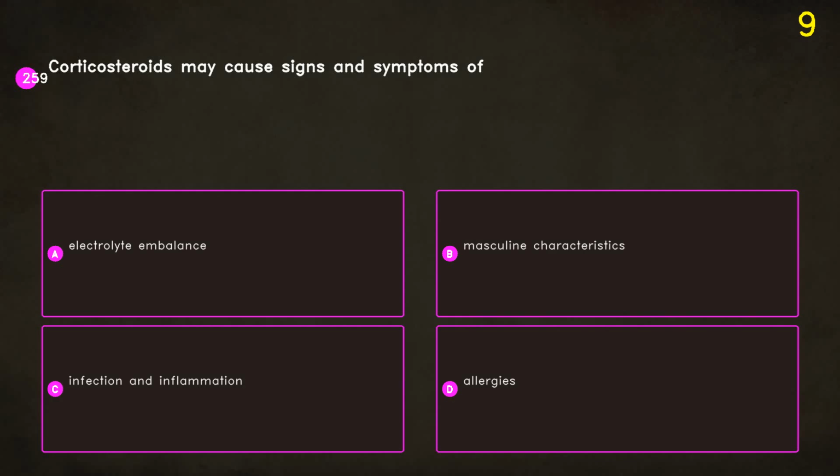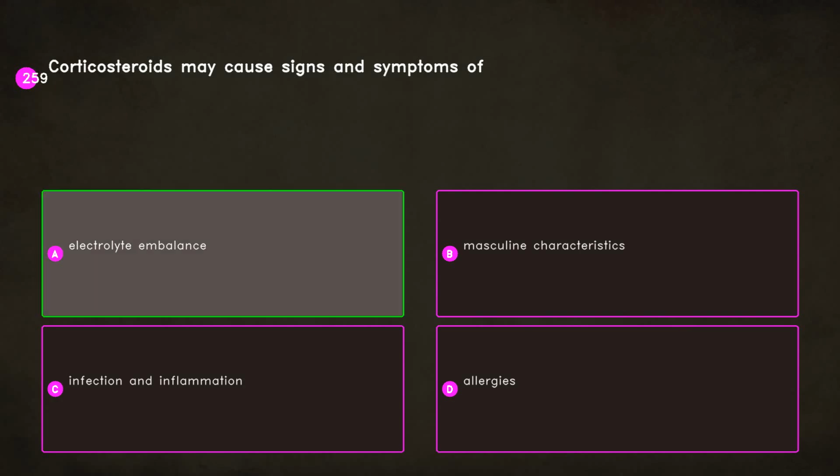Question 259. Corticosteroids may cause signs and symptoms of A. electrolyte imbalance, B. masculine characteristics, C. infection and inflammation, D. allergies. The correct answer is electrolyte imbalance.